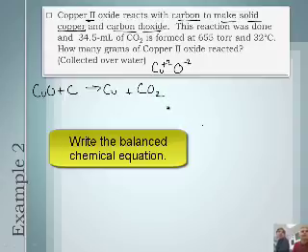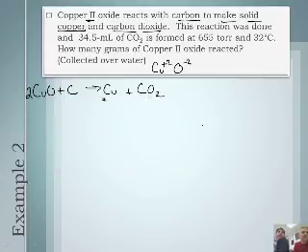Okay. Is that balanced? No, not balanced. I've got an oxygen problem. So I'm going to put a 2 here to get 2 oxygens because of the CO2. And I'm going to put a 2 in front of the copper. There we go. So now what do I know?